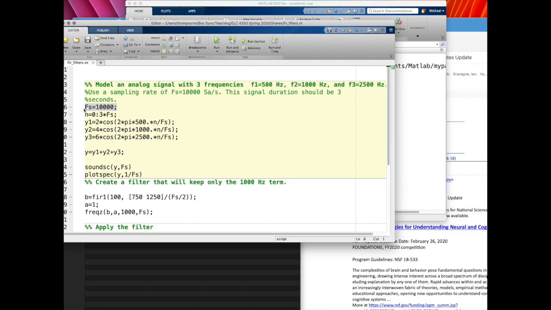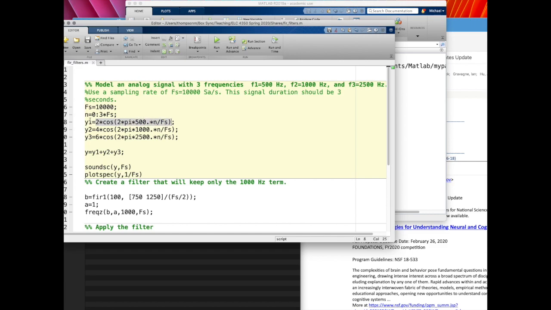2500 times 2 is 5000. You know, we're sampling twice as high as we need to sample. Okay, and I want to make this 3 seconds worth of signal. So I start at n equals 0 and I end at 3 times fs. Alright, so we talked about this before.